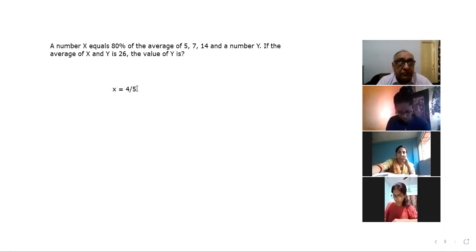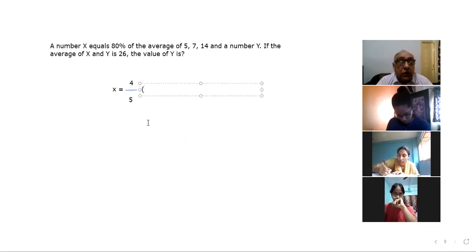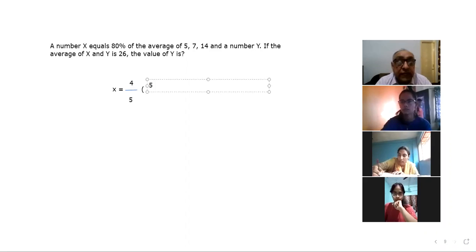Let me write it in another way so that it would not confuse you. 4 upon 5 of what? Of the average of these numbers. One number is 5, second number is 7, third number is 18, and fourth number is Y.